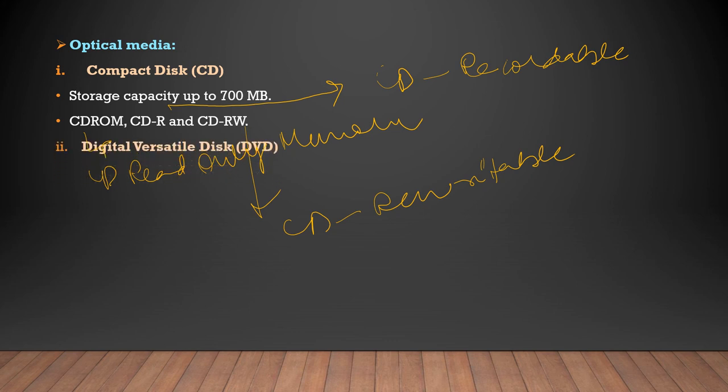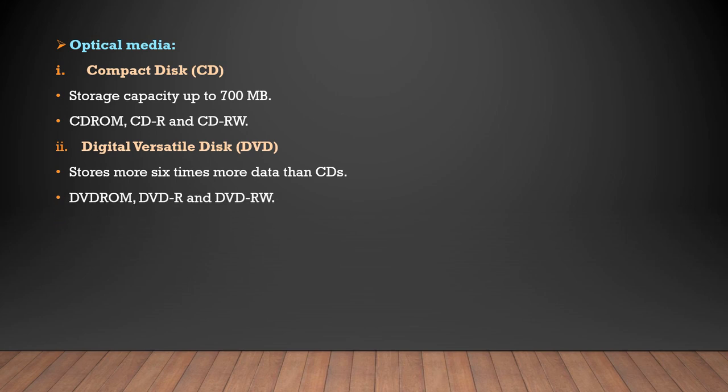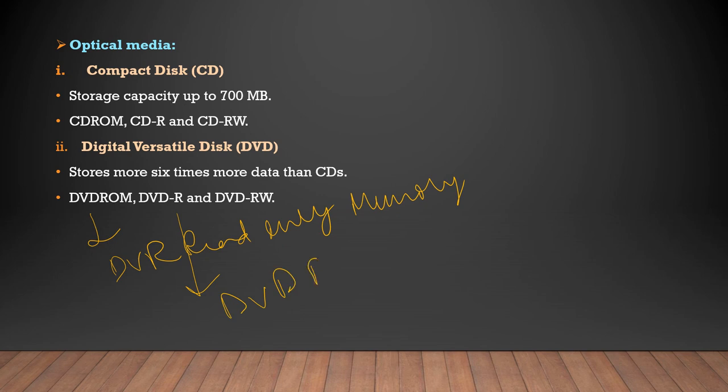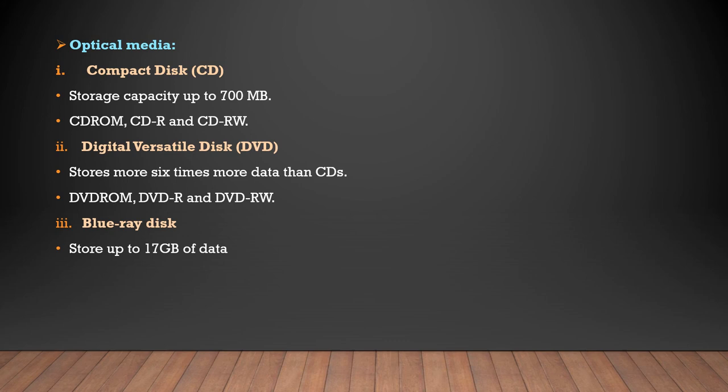Next is the digital versatile disc, that is DVD. DVD can store 6 times more data than CDs. The three types of DVDs are DVD-ROM, that is DVD read-only memory, then DVD-R, that is DVD recordable, then DVD-RW, that is DVD rewritable. Next is the Blu-ray disc. It is similar to a CD or DVD but can store up to 17 GB of data. And next is the solid state. Some example of solid state storage devices are pen drive, then memory stick and smart card.